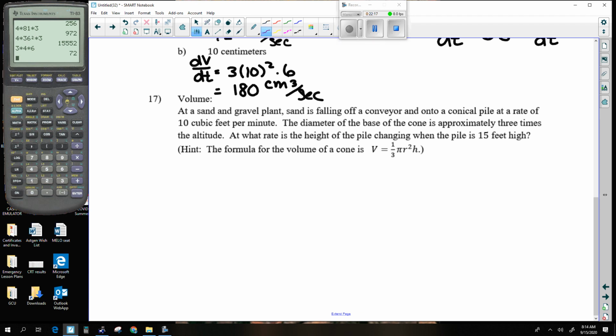At a sand and gravel pit, sand is falling off of a conveyor onto a conical pile at a rate of 10 cubic feet per minute. So that's a volume change, a rate. The diameter of the base of the cone is approximately 3 times the altitude. So it's a big base, and if this is the altitude, the diameter of the base is approximately 3 times the altitude. At what rate is the height of the pile changing when the pile is 15 feet high?